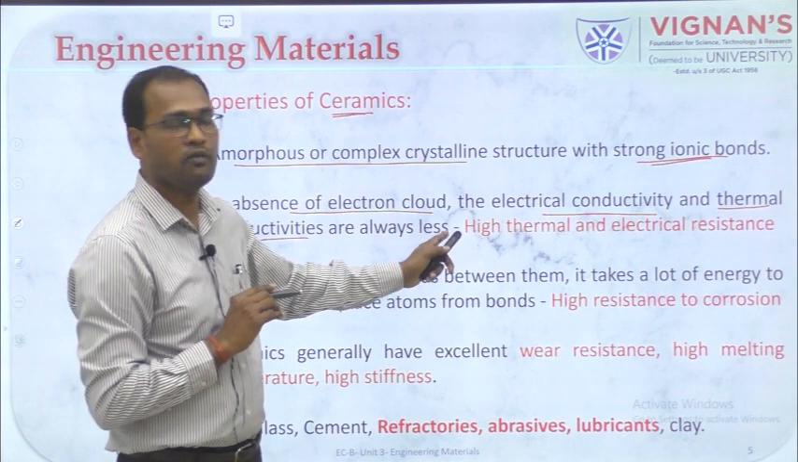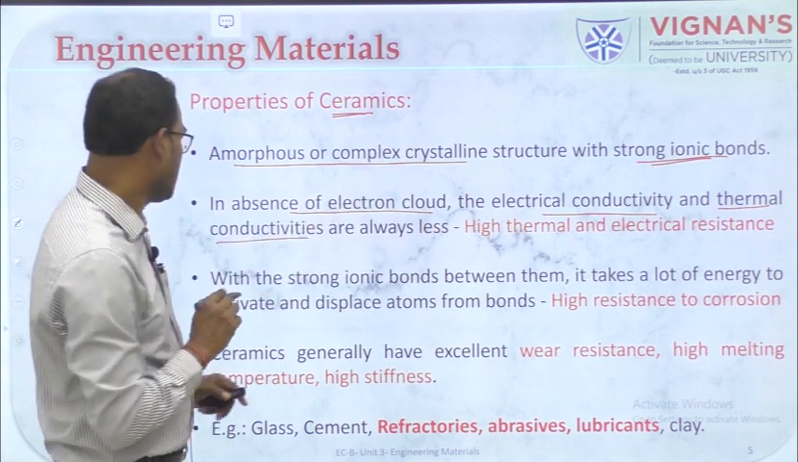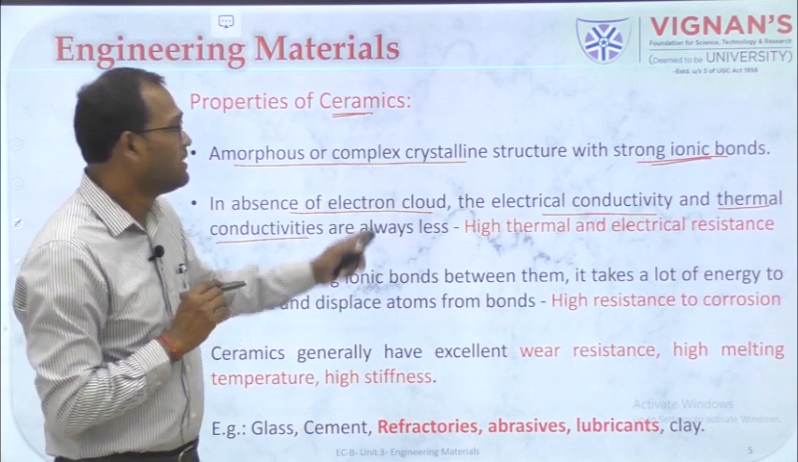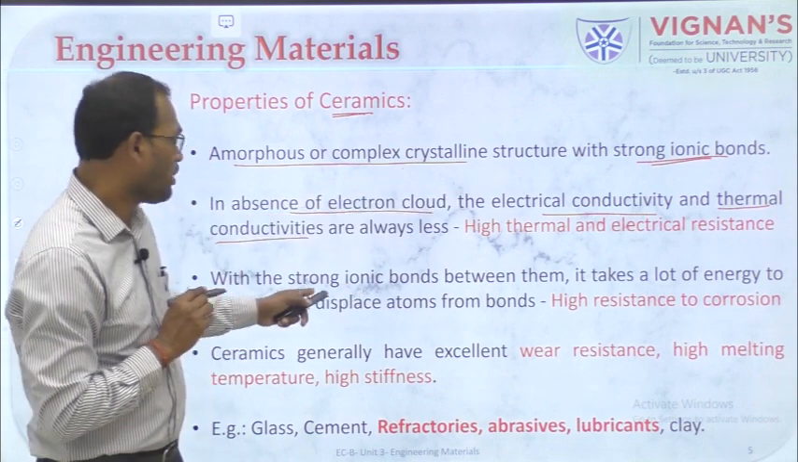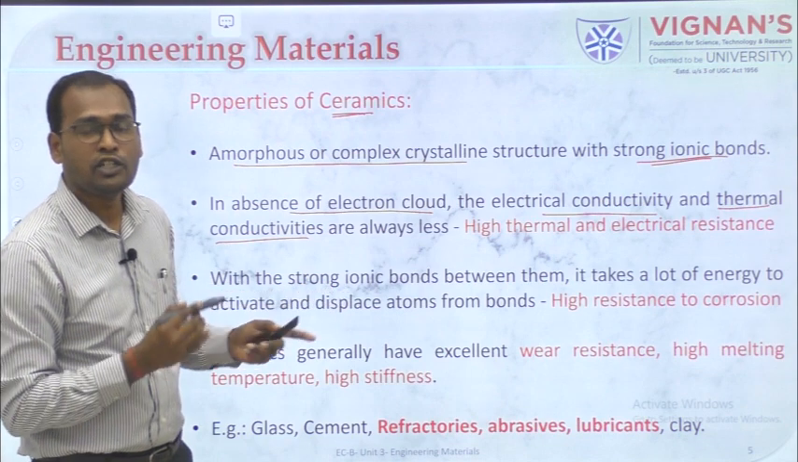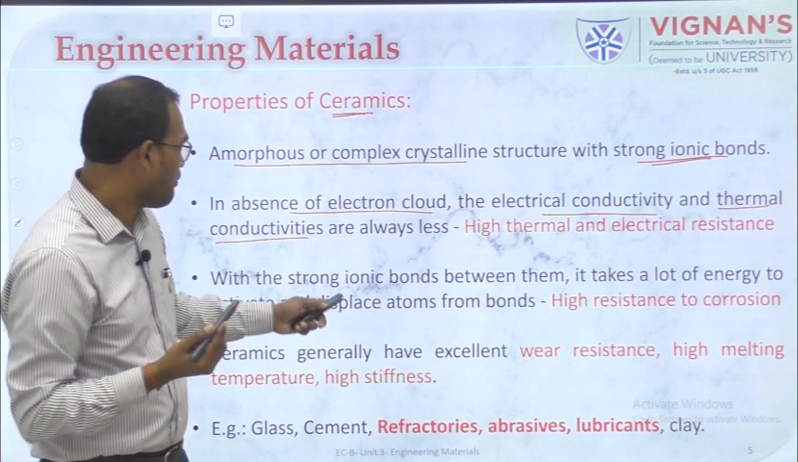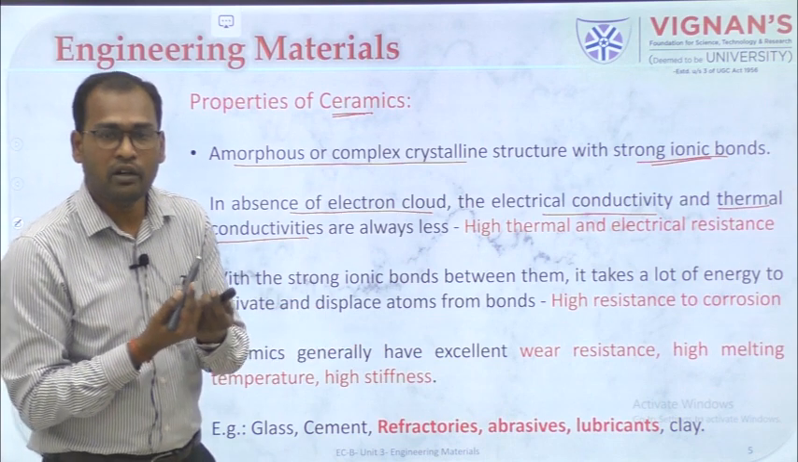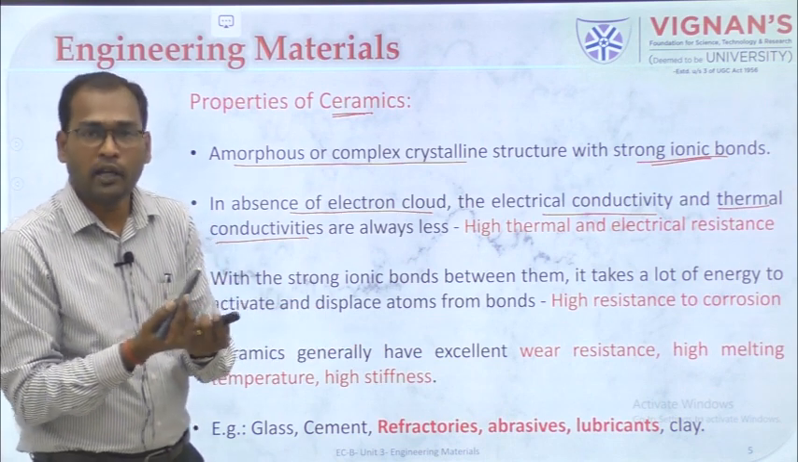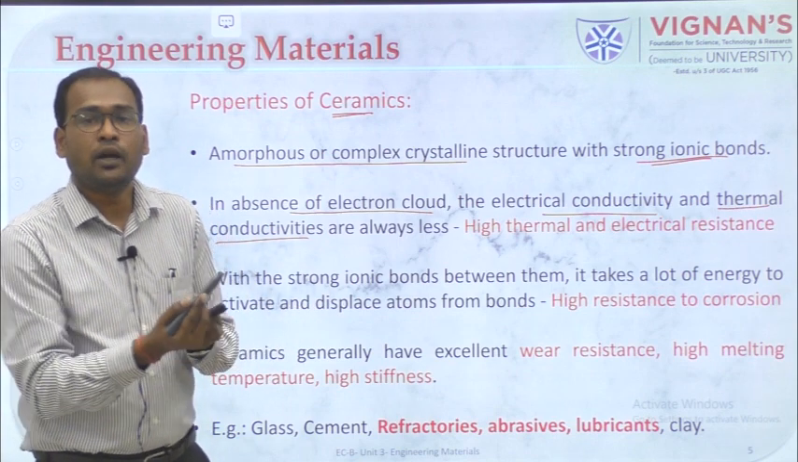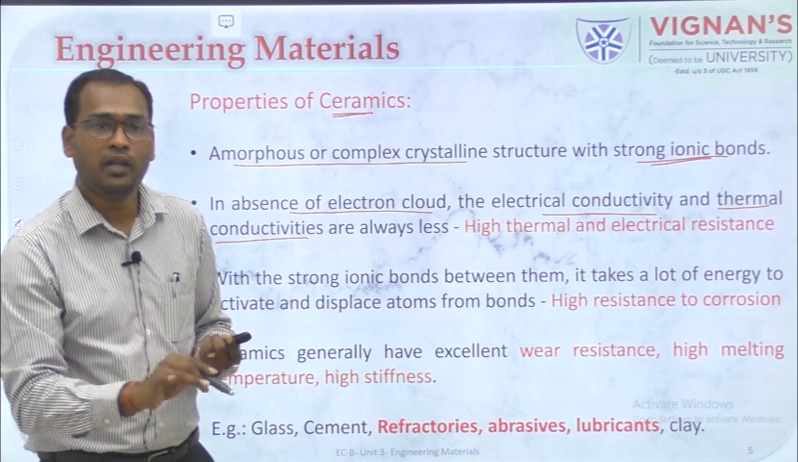So this is one of the properties of ceramics, and the second one is also related to the ionic bond. Since these materials have a strong ionic bond, it takes more energy to rip them apart. Since they are formed by ionic bonds, the bond is very strong. Because of this, the corrosion of that material will be hindered.